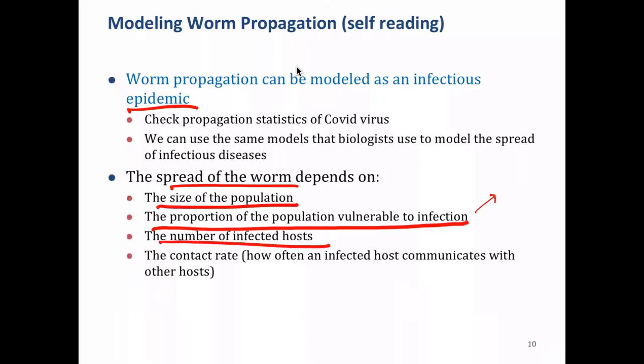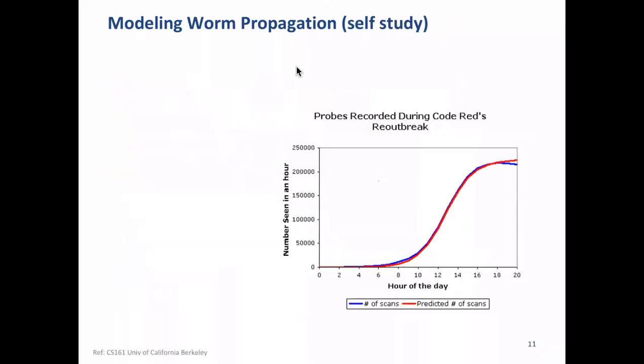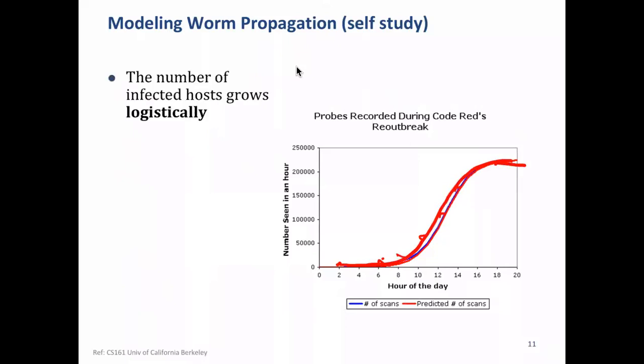And the number of infected hosts: the more machines are infected, the faster it spreads. But it follows exactly the same curve that we see in the case of COVID. Initially it is all exponential, and after some time it flattens out because almost everyone is infected.